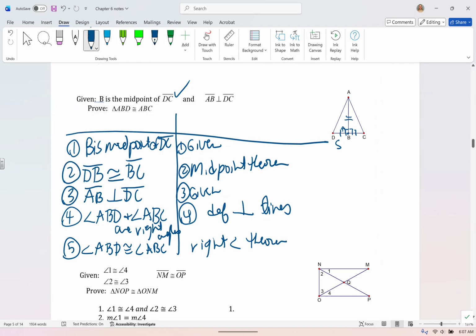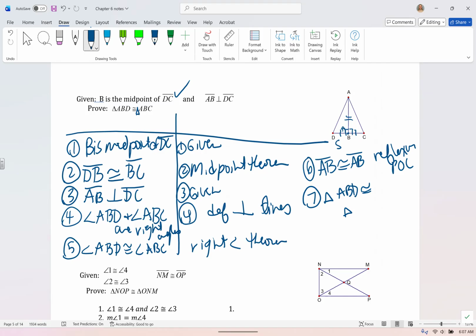So AB, I'm going to go up here for 6. So AB is congruent to AB. Why? Reflexive property of congruence. And then we know that step 7 is triangle ABD is congruent to triangle ABC. Why? Because we showed that there are two sides and an angle between them.